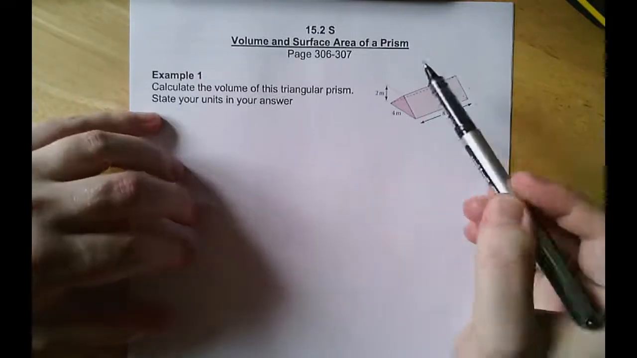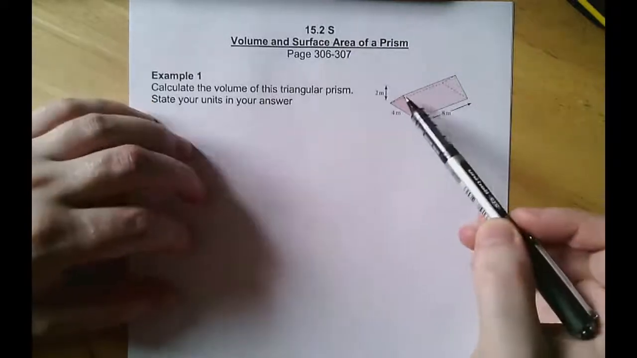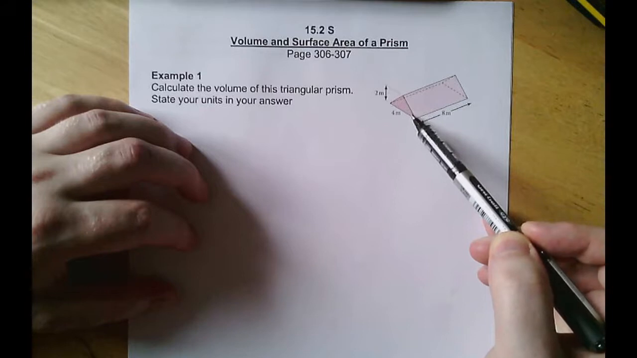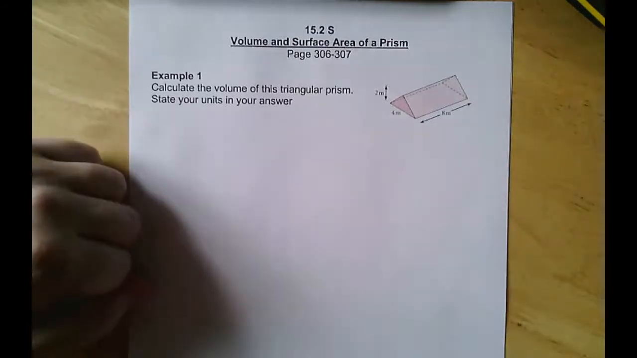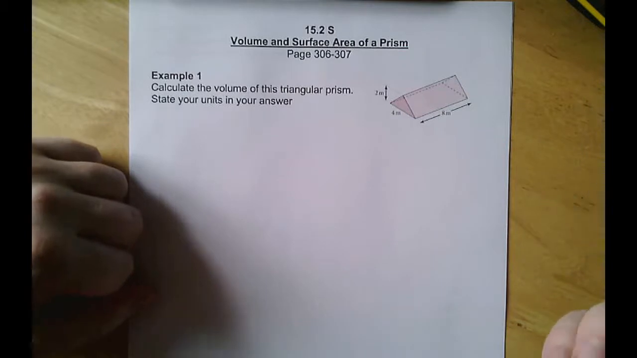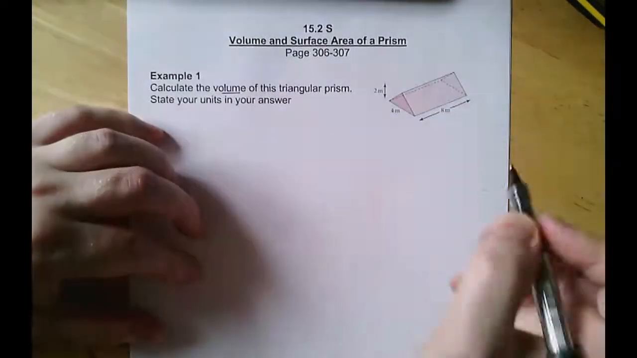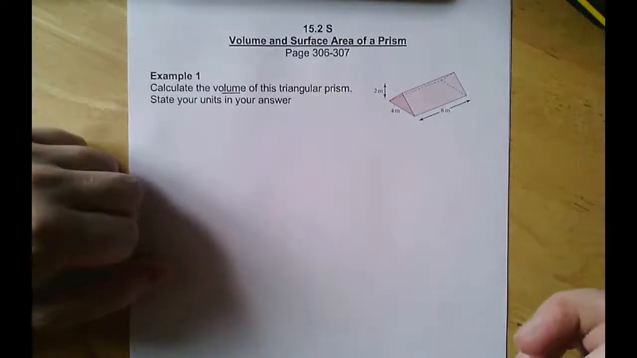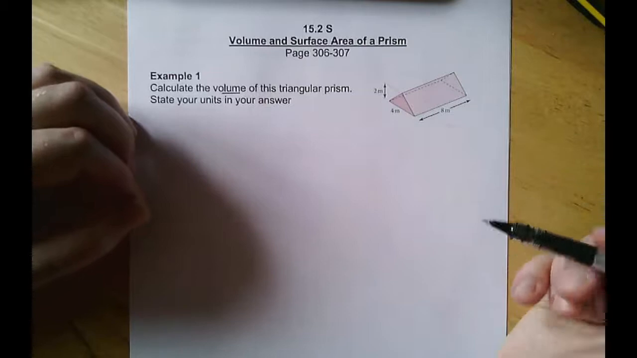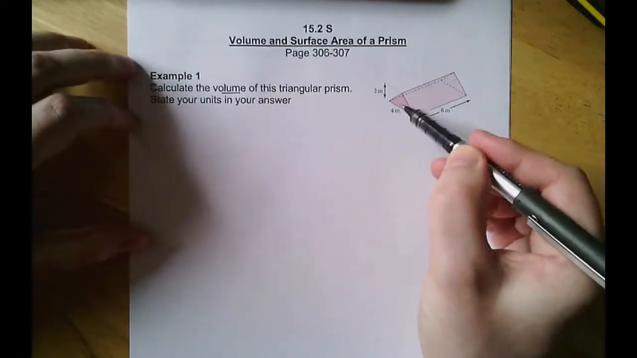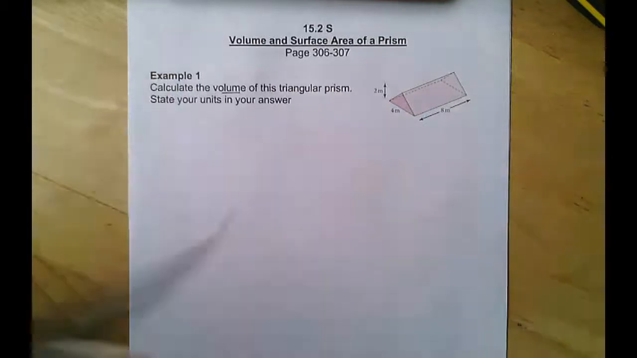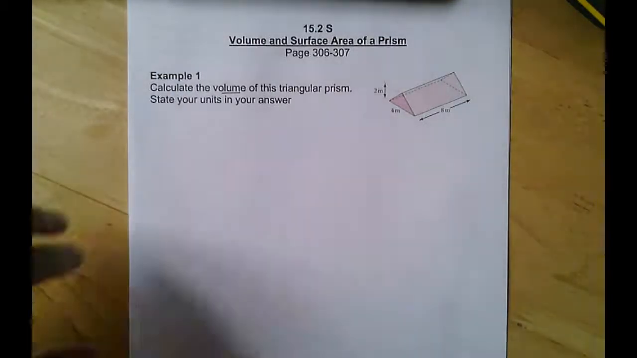Now you should all know what a prism is. A prism is a shape that has the same cross section, in other words, this part here, all the way through the shape. So the first thing that we're going to do is try and find the volume of this triangular prism. Because it has the same cross section, if we calculate the area of the cross section and then multiply it by the length of the shape, we will get the volume.